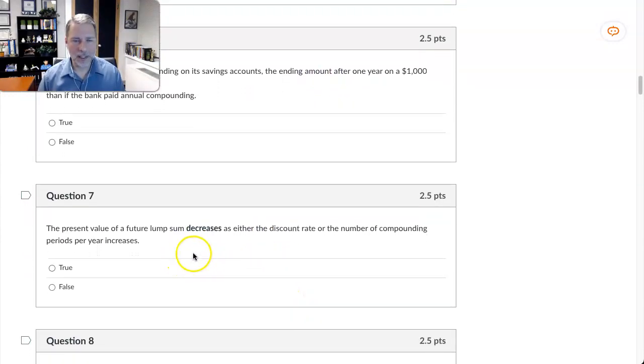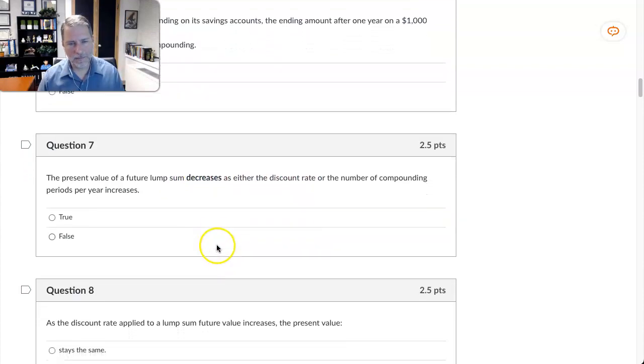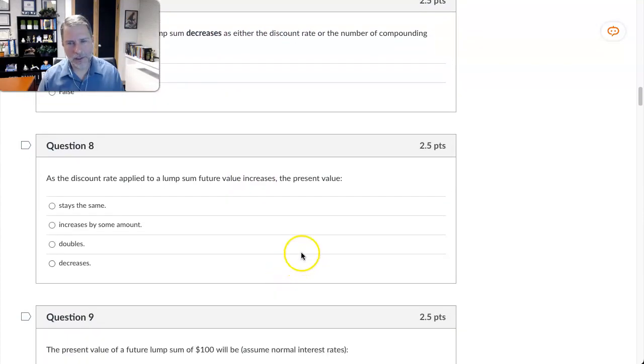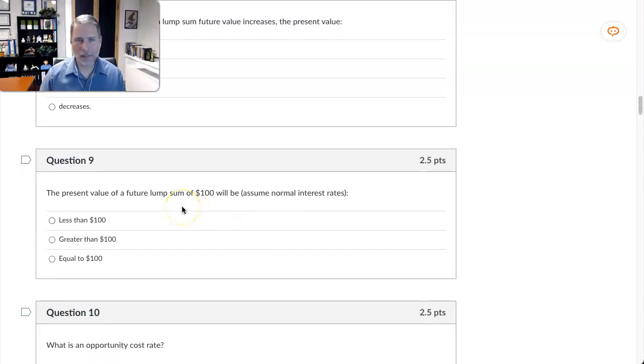Number 7 is again a true/false. So not everything's a calculation. You're probably going, thank God. This is really questioning present value, the discount rate, and compounding periods, with increasing those. What's the relationship between them? Number 8 is another conceptual question about discount rate and future value. Number 9, we've just done four of these that don't require a calculator. So again, more conceptual stuff.